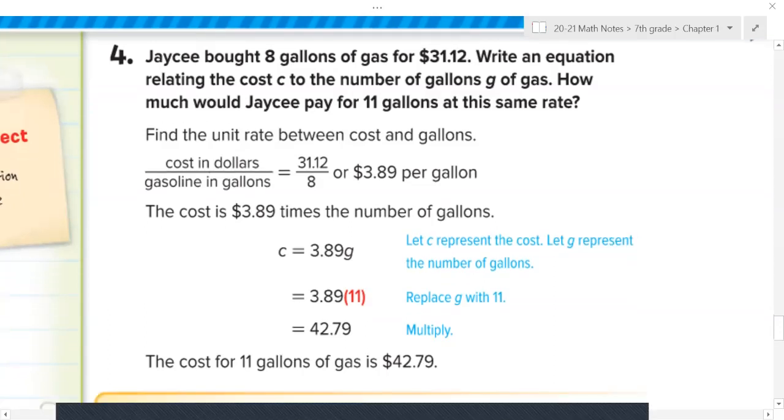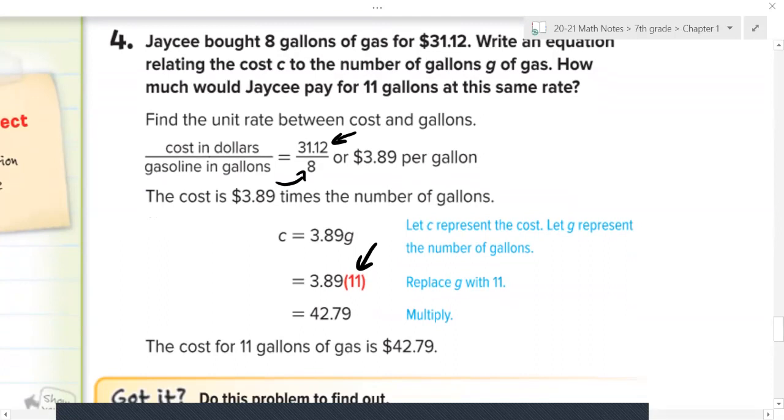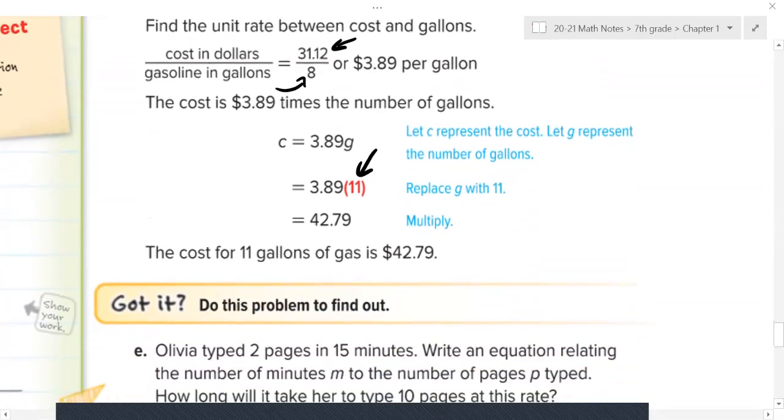So since it cost $31.12 for 8 gallons, they divided 31.12 by 8, and they got $3.89 a gallon. Since that's per gallon, if you multiply that by 11, that will tell you that 11 gallons of gas is $42.79. Any questions at this point? Okay.